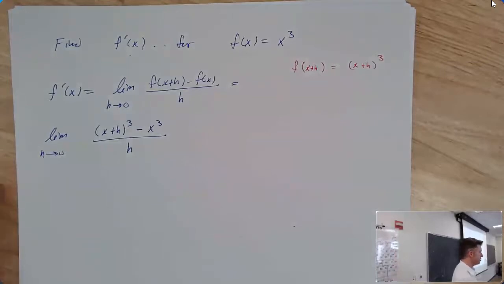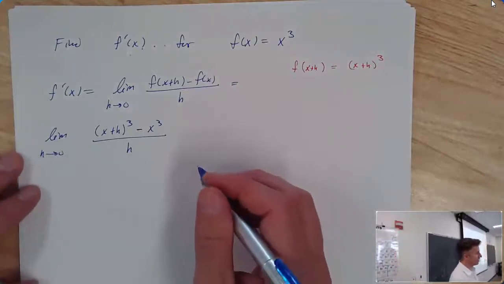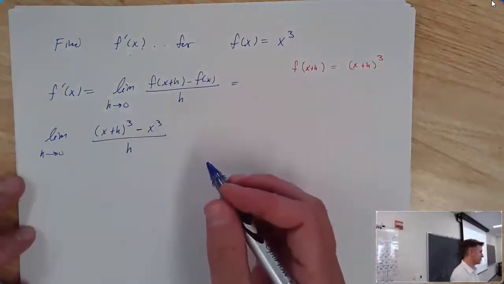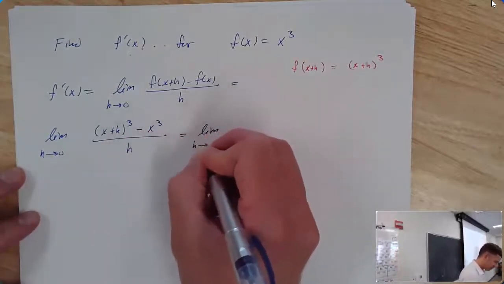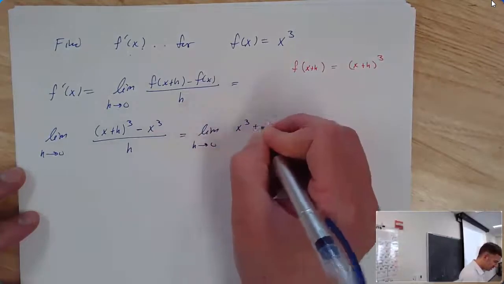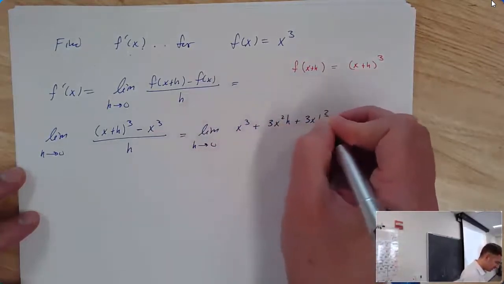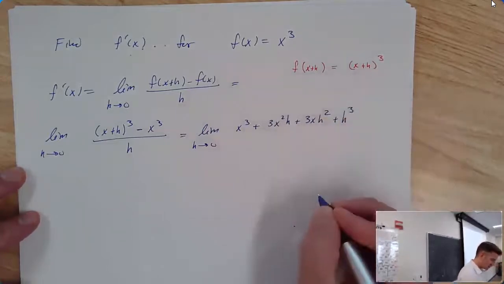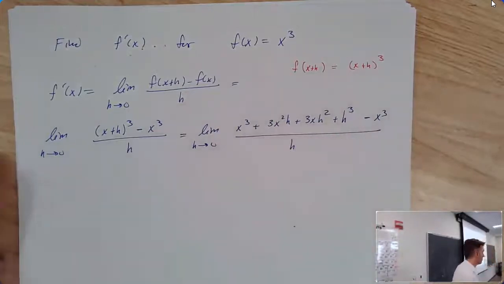x plus h cubed. Okay, here's x plus h cubed. I'm going to say what it is this time, and then for the next one, I'll show you the trick. So x plus h cubed is x cubed plus 3x squared h plus 3xh squared plus h cubed minus x cubed all over h. There is a trick for that, but hold on. We'll show it for the next one where it's even more impressive.